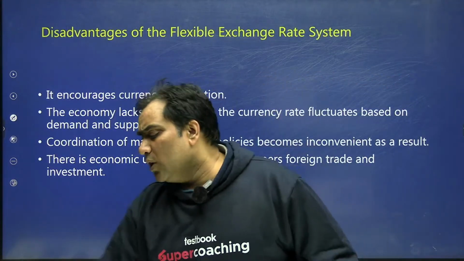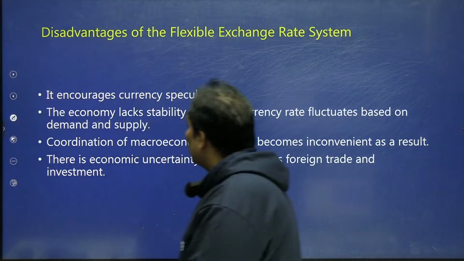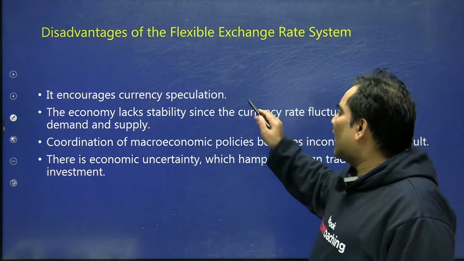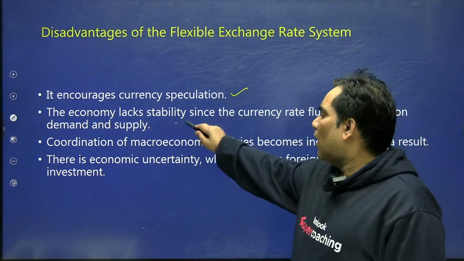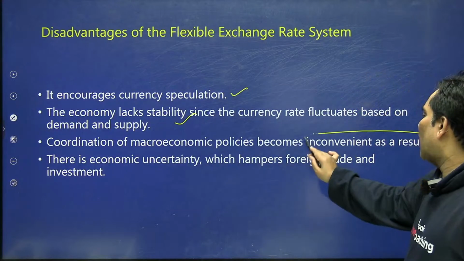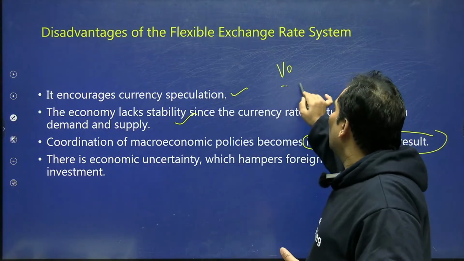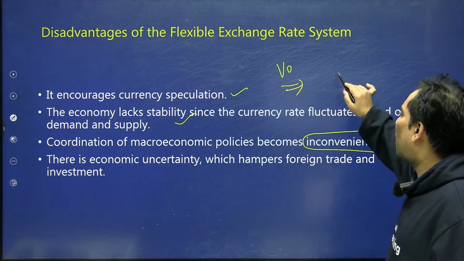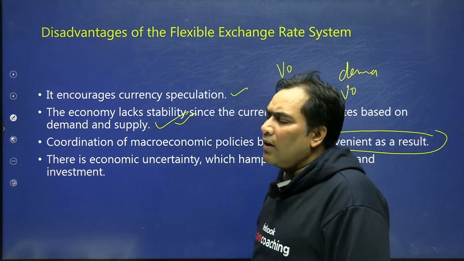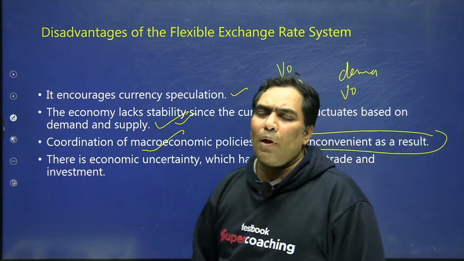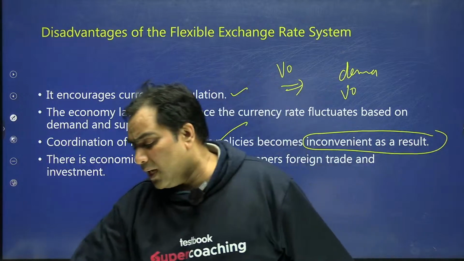And now we are going to discuss the disadvantages. So that means it encourages currency speculation, okay, and economic stability and coordination becomes inconvenient. As a result, coordination of macroeconomic policy suffers, because there is instability or volatility, because the rate is going to be decided on the basis of market forces, demand and supply. So there is going to be volatility. Since there is going to be volatility, there cannot be stability in macroeconomic policy, and there is uncertainty which hampers economic growth.